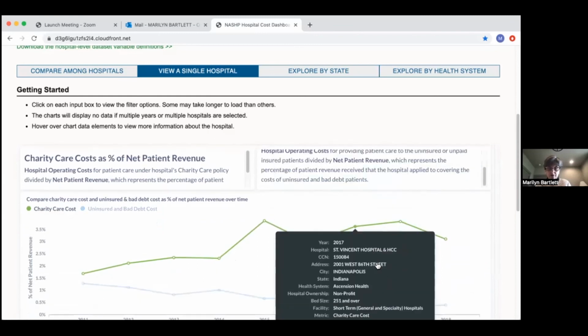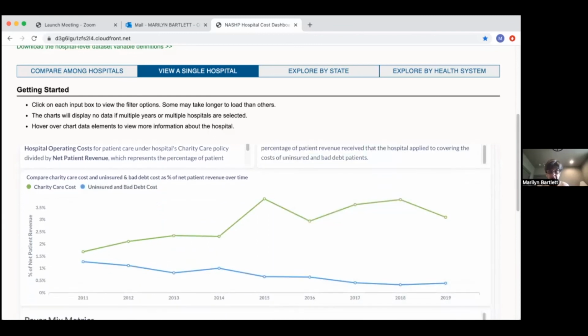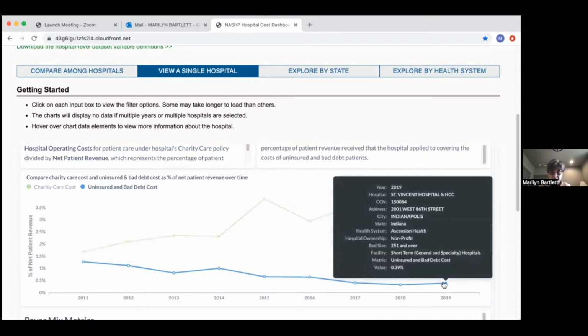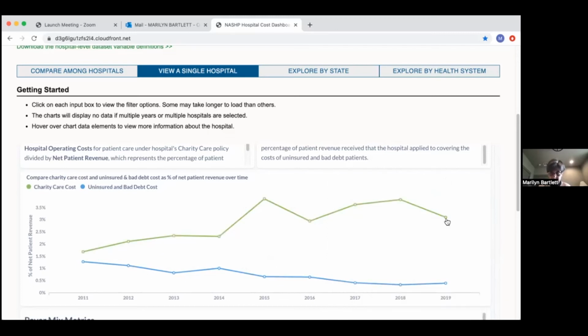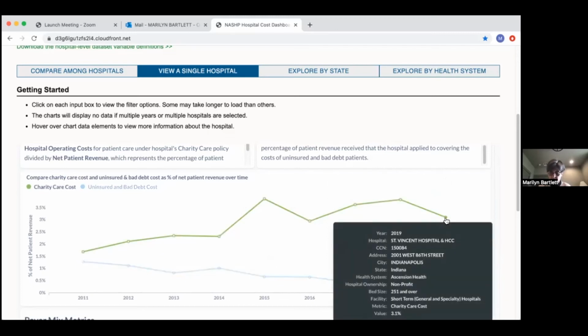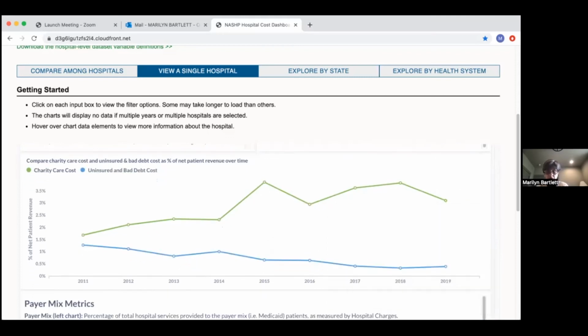We also moved in here to take a look at this hospital's percentage of charity care cost and the percentage of uninsured and bad debt as net patient revenue over time. You can see that it's 0.39%, so about 0.5%, it has dropped to for uninsured and bad debt, and charity care is 3%. It's been interesting looking at this particular graph for hospitals.